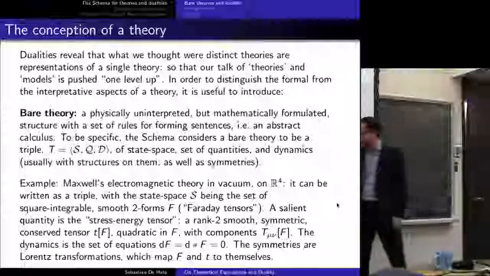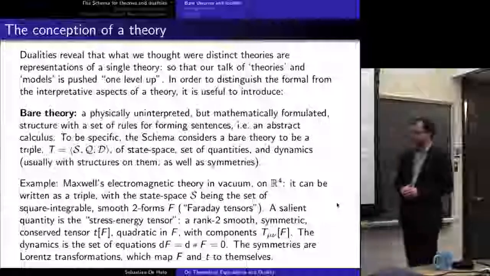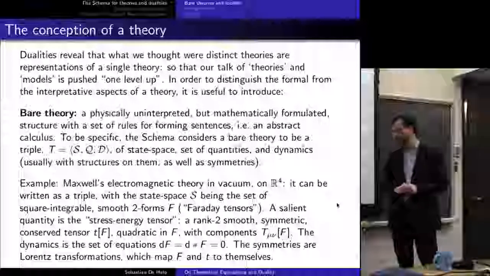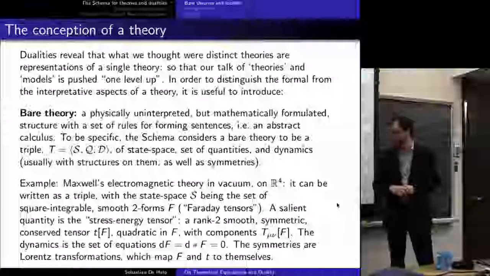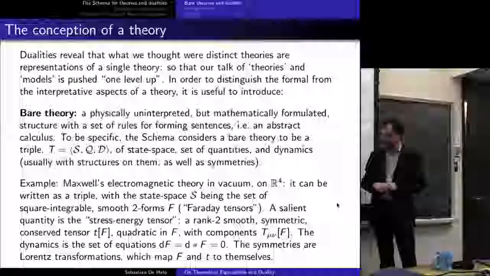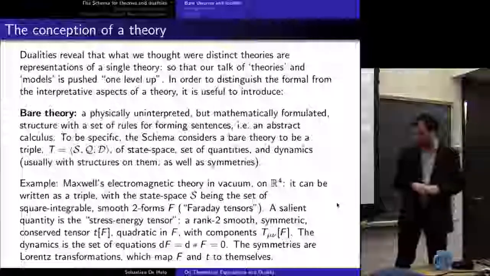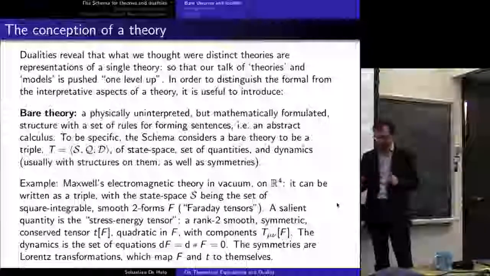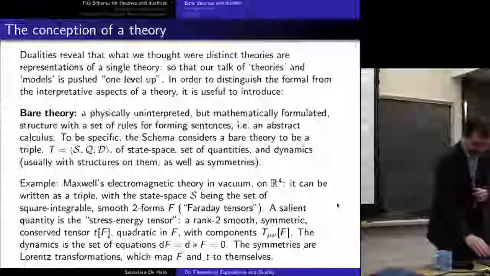And the dynamics is the set of equations, Maxwell's equations. Basically, dF is zero, d star F is zero, if we're in vacuum now. And the symmetries with which the state space is endowed is the set of Lorentz transformations, which map F and T to themselves.